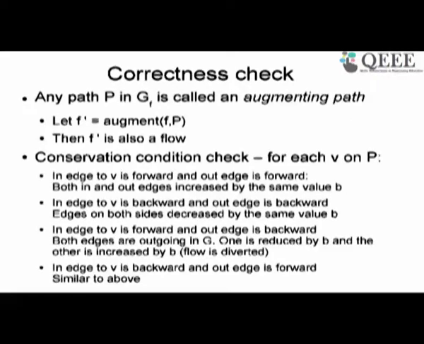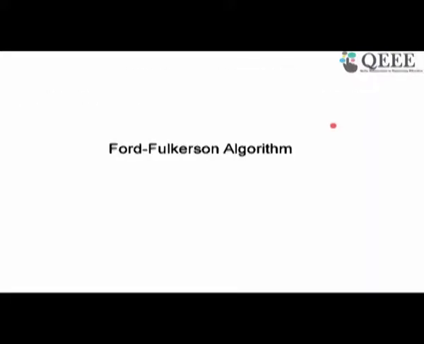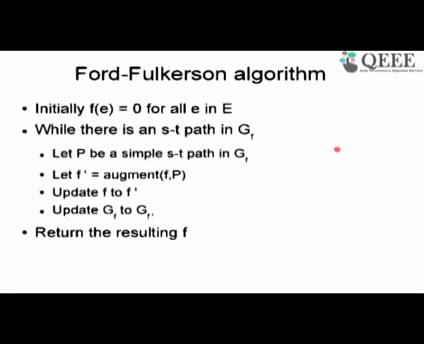So by simple logic, I can examine and convince myself that if I take a flow F and augment it with a path P in the residual graph, the new thing that I will get is also a flow. It satisfies the capacity condition, and it satisfies the conservation condition. Since that is correct, I can now write my Ford-Fulkerson algorithm.